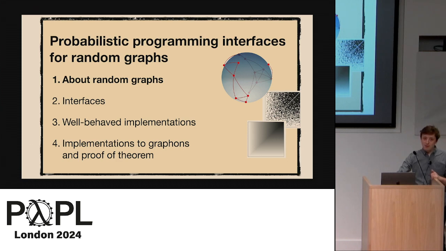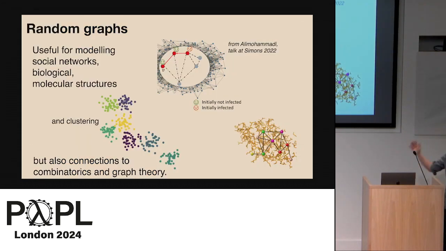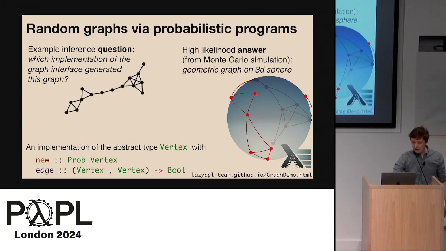Let me dig in a bit more about random graphs then. High level, random graphs are interesting for all kinds of reasons, modeling all kinds of networks: social networks, a physical network for disease modeling perhaps, biological networks or graphs, molecular structures. But also lots of things can be encoded as graphs. So equivalence relations are graphs, so we can understand clustering in terms of graphs, finding which things are roughly the same. And then, as I said, it's not just a practical thing, there are also deep connections to combinatorics and graph theory.